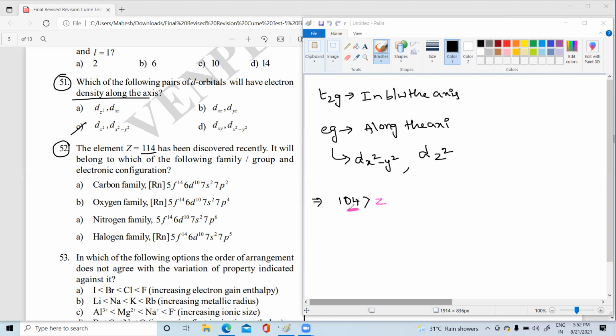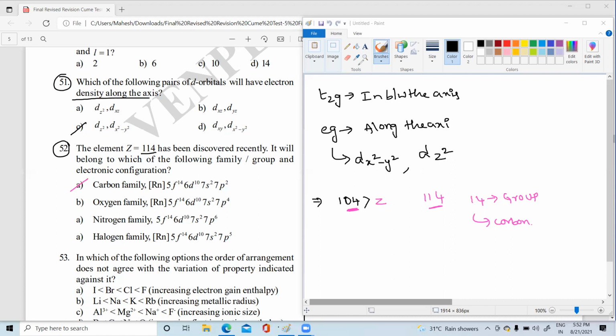The last 2 digits are its group number. For 114, the last 2 digits are 14. So it belongs to the 14th group. The 14th group, as we know very well, is the carbon family. So the answer should be A, students. Option should be A.